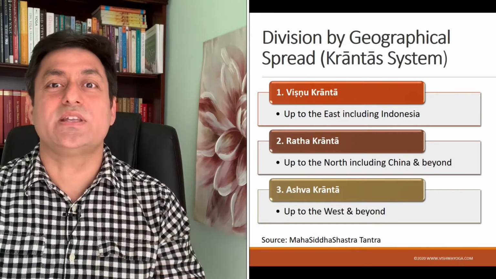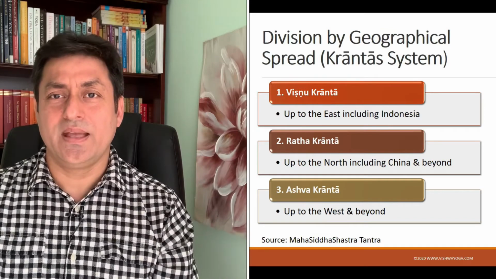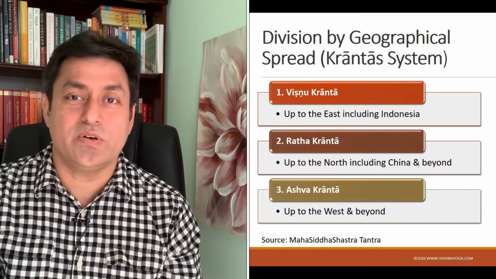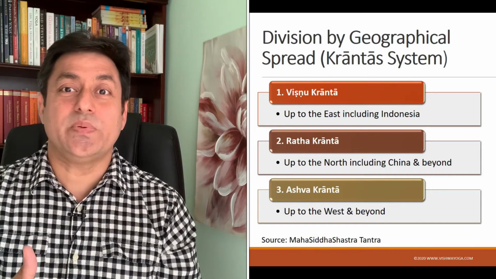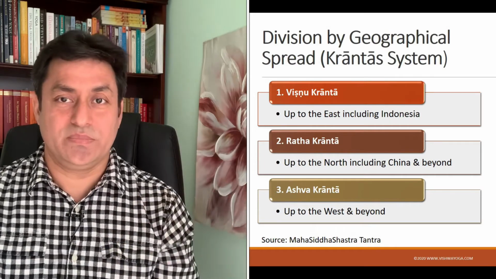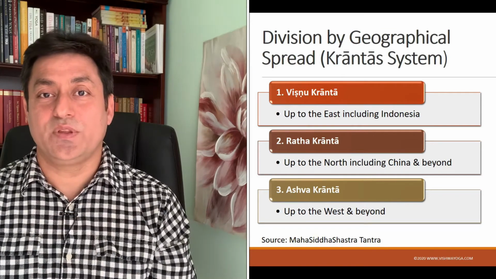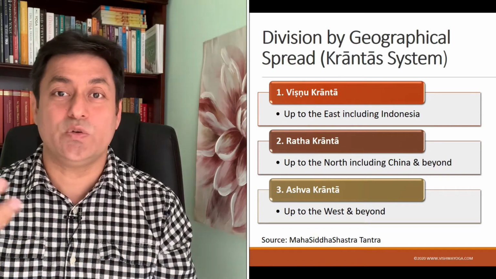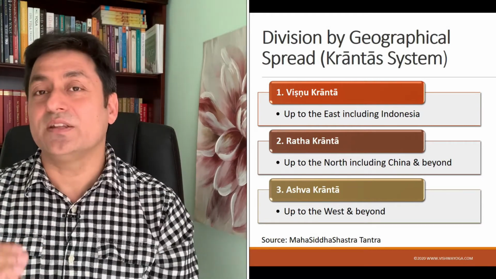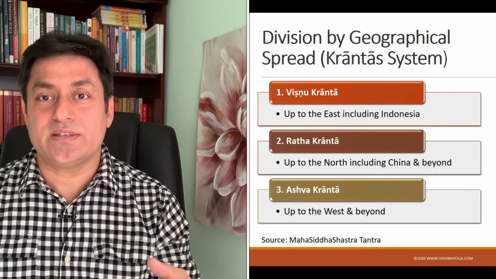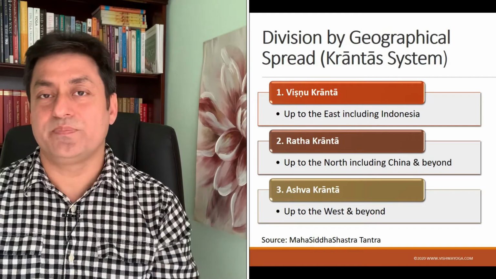Let me start with the Krāntās first, which means the geographical spread, especially from inside to outside of India. There are 3 types of classification. One is called Vishnu Krāntās, which spreads eastwards, towards Indonesia. Second is called Ratha Krāntās, which spreads towards the north, including China and beyond. And the third one is called Ashva Krāntās, which spreads towards the west of India and beyond.